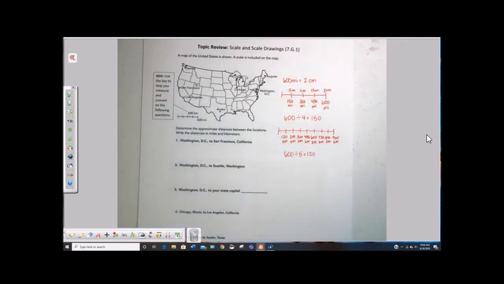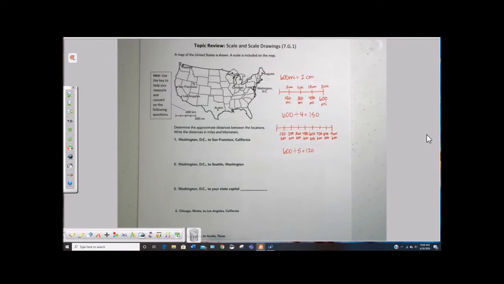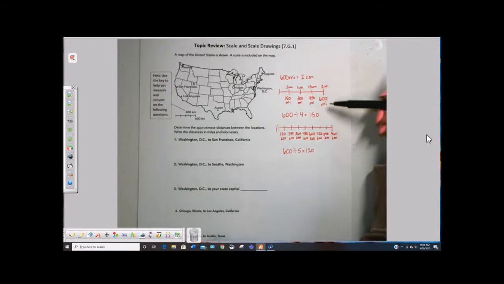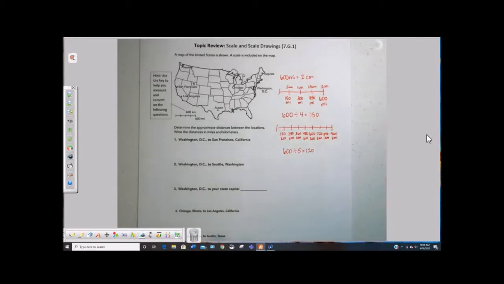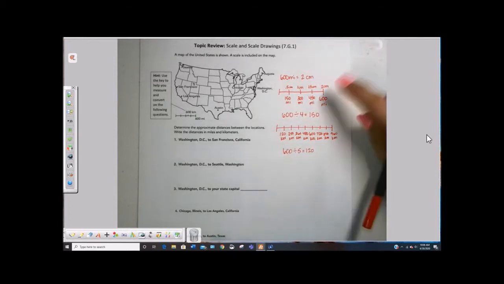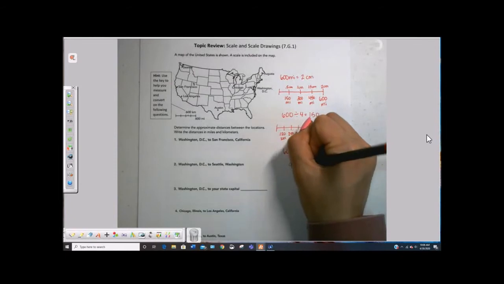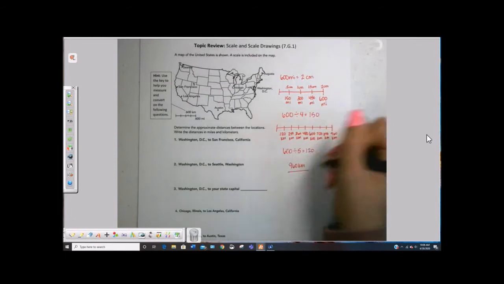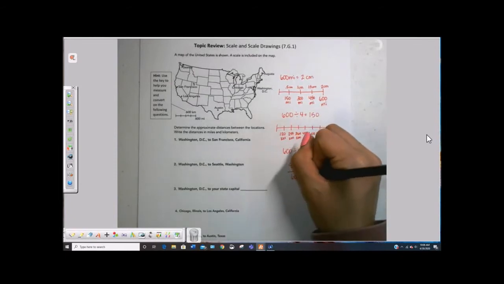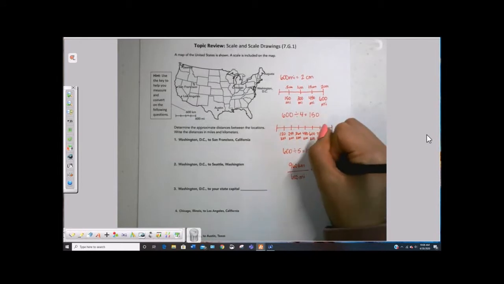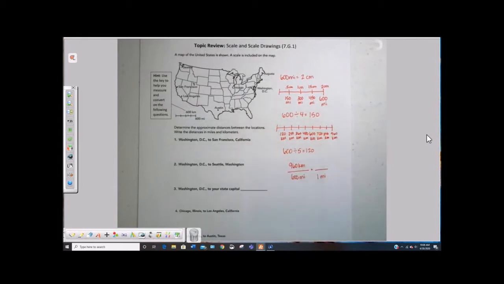The reason we did this is so now we can find a unit rate for how much 1 mile is compared to kilometers. So now we can see that 600 miles is compared to 960 kilometers. So now we can find a unit rate. So we're going to have 960 kilometers over 600 miles equal to blank over 1 mile.